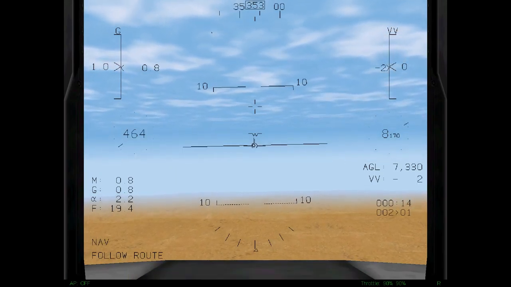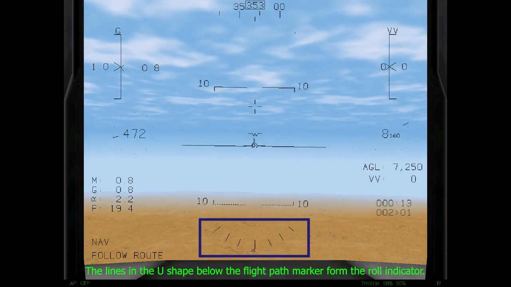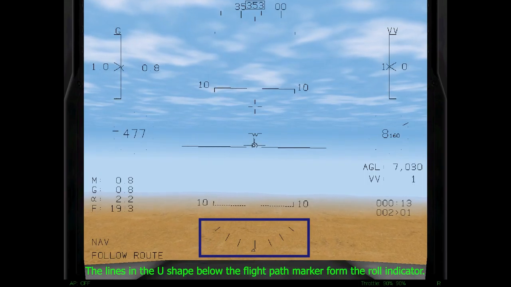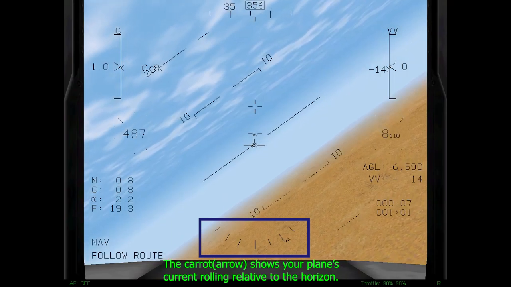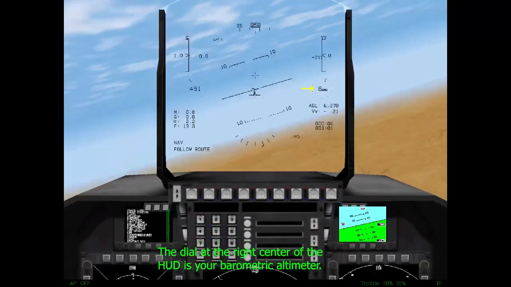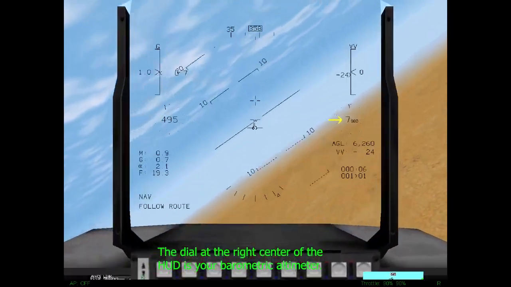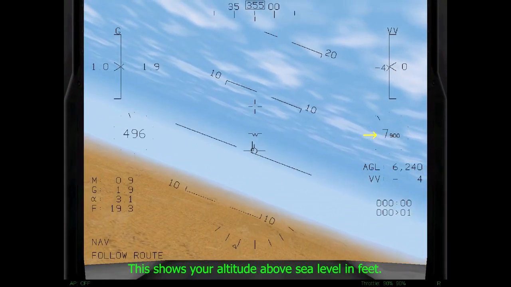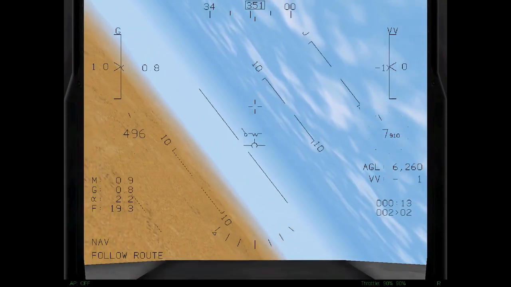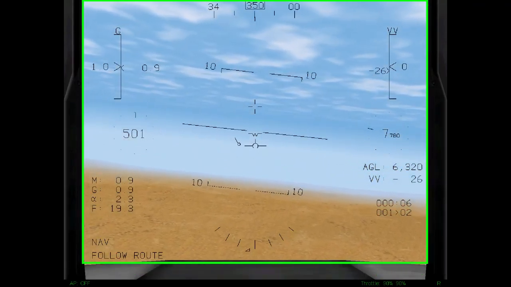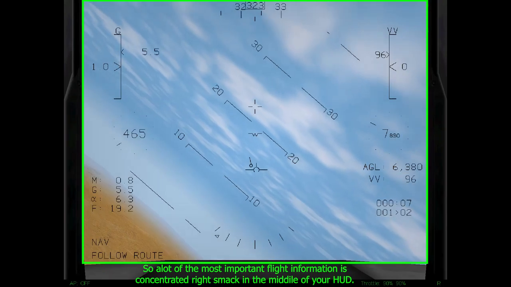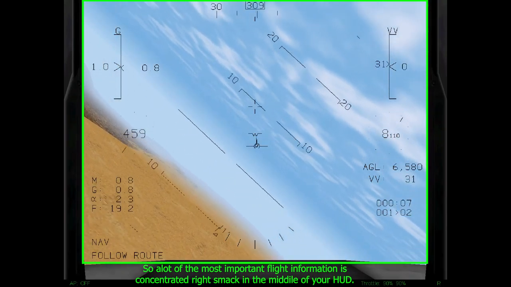waypoint. The lines in the U shape below the flight path marker form the roll indicator. The caret shows your plane's current roll angle relative to the horizon. The dial at the right center of the HUD is your barometric altimeter. This shows your altitude above sea level in feet. The more info you have in combat, the more likely you are to survive. So a lot of the most important flight information is concentrated right smack in the middle of your HUD.